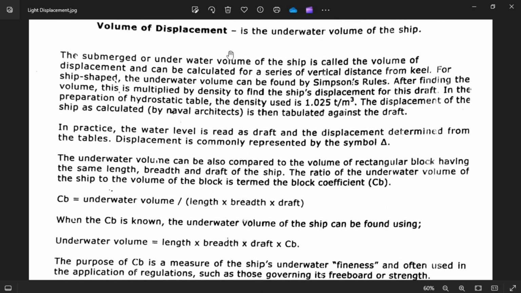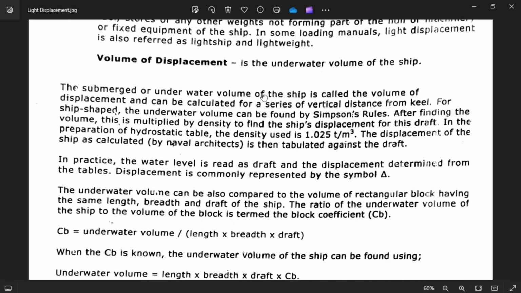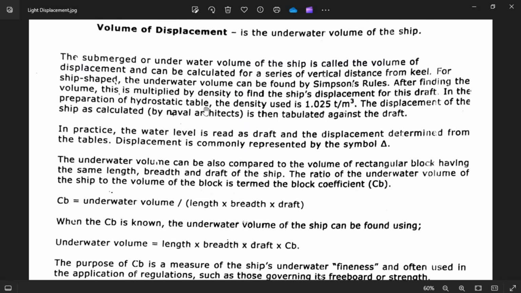Okay, guys. I'll just read this one. The submerged or underwater volume of the ship is called volume of displacement and can be calculated for a series of vertical distances from the keel. For ship shapes, the underwater volume can be found by Simpson's rule. After finding the volume, this is multiplied by density to find the ship's displacement for this draft.